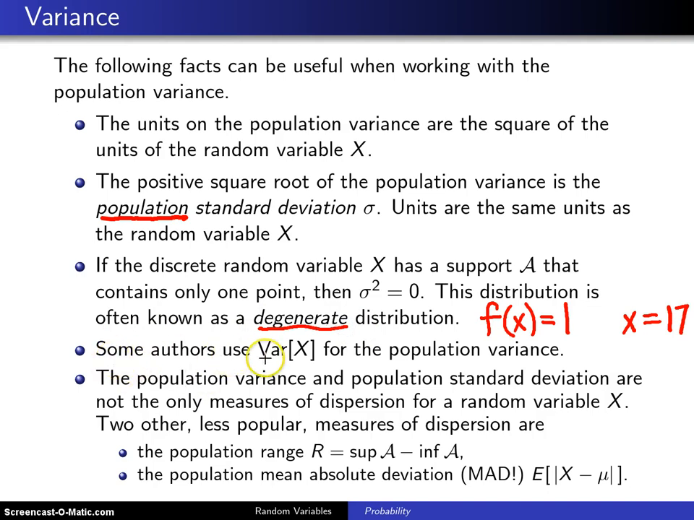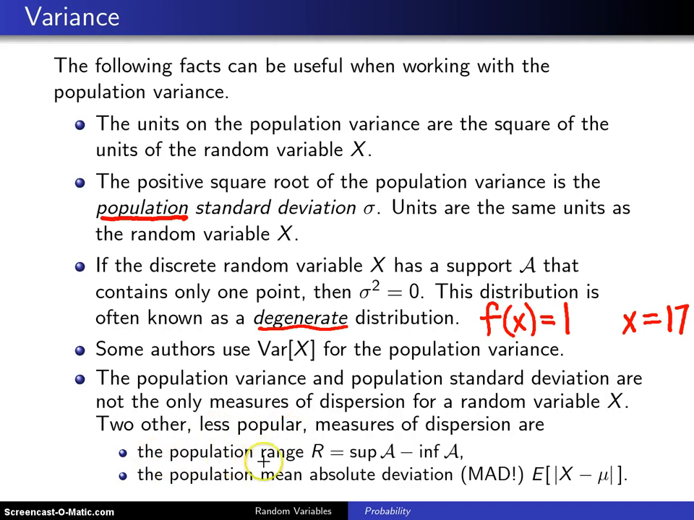Some authors will also use var of x for the population variance, so you'll see that in other textbooks and out in the probability and statistics literature. The population variance and the population standard deviation are not the only measures of the dispersion of a random variable x. Here are two other measures which are much less popular.